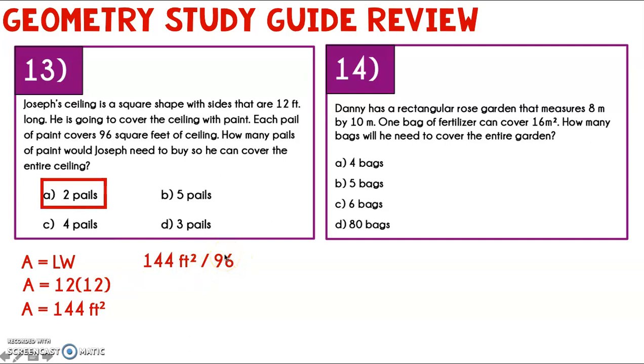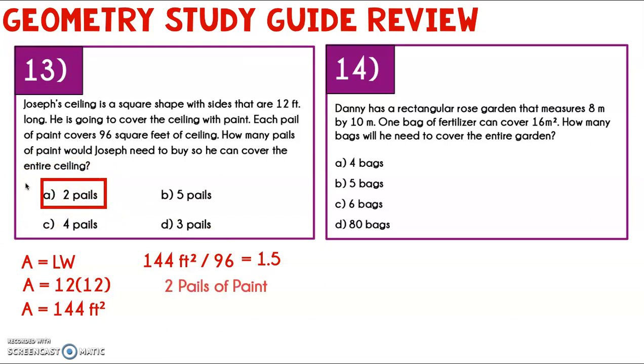When you do that, you're going to get 1.5, okay? But our answer can't be 1.5. You can't just walk into the hardware store and say, I only want a half of that, right? So 1 is not enough, so we have to purchase 2 pails of ceiling paint.